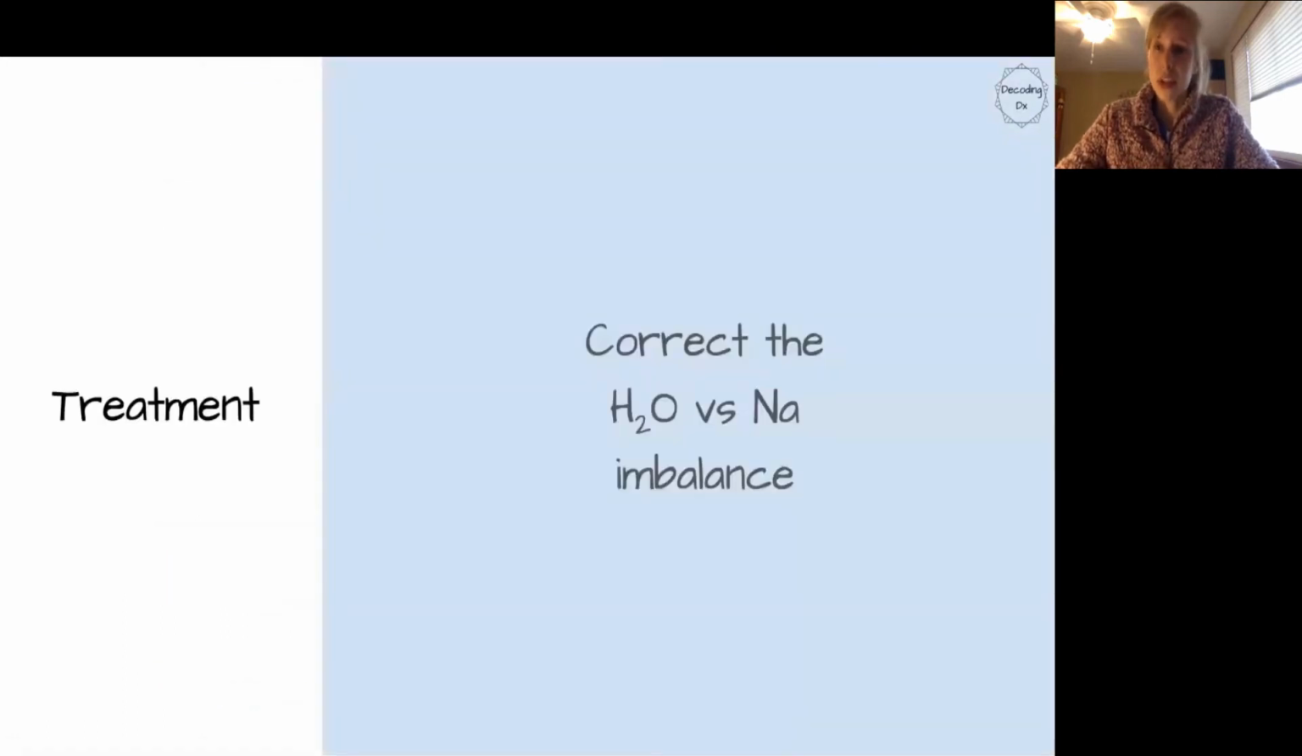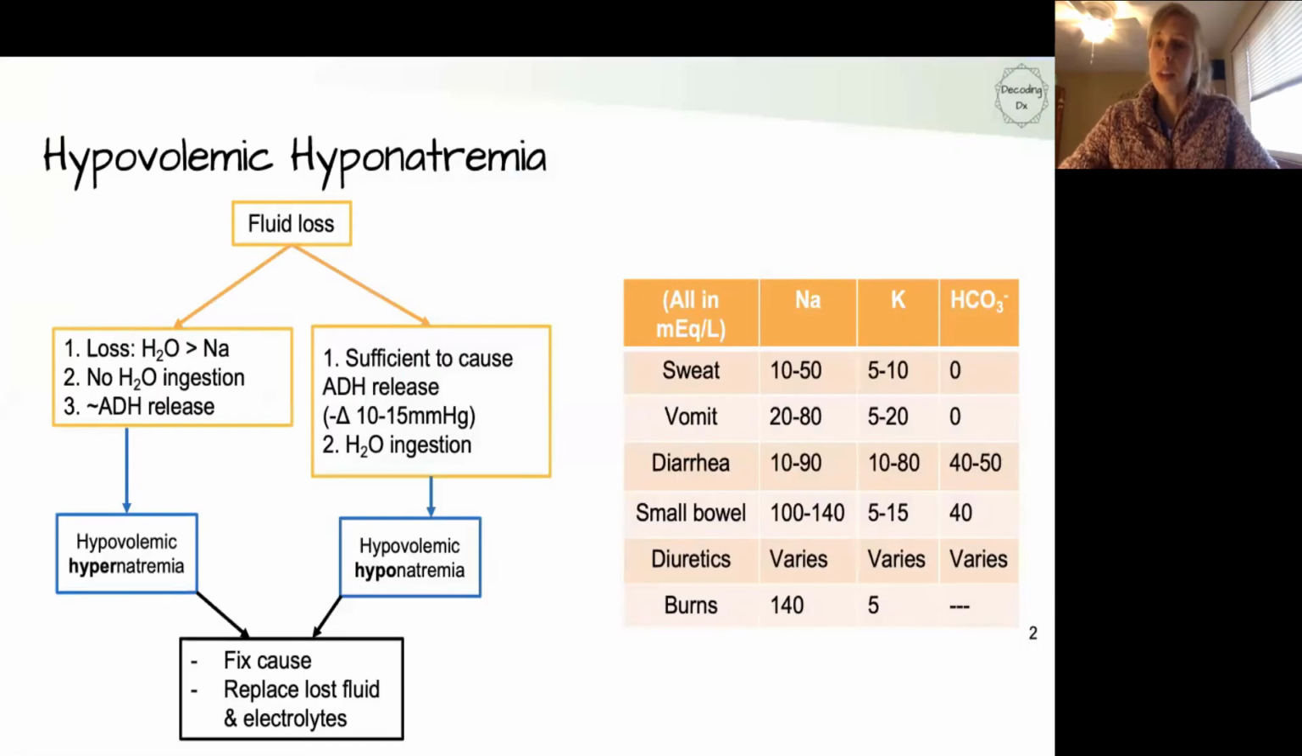So what's the treatment? If we have an imbalance of water and sodium, what we need to do is figure out what's causing it, address that cause, and fix the balance. So to start off, hypovolemic hyponatremia. As we talked about, this is some sort of fluid loss from the body. There are some cases when you can actually get hypernatremic from losing too much fluid.